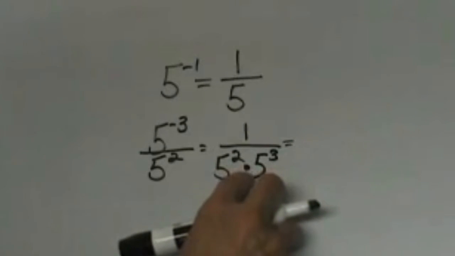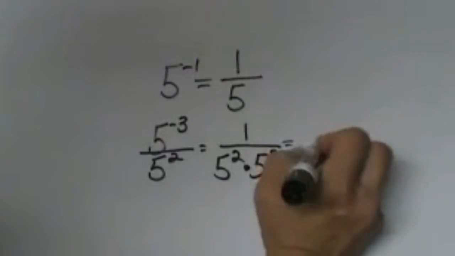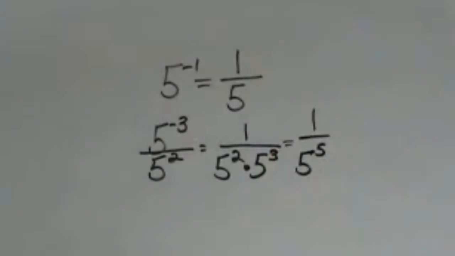And then when you multiply like bases, you add exponents. So that's 5 to the 5th on the bottom with a 1 on the top. So that's how you would simplify that one.